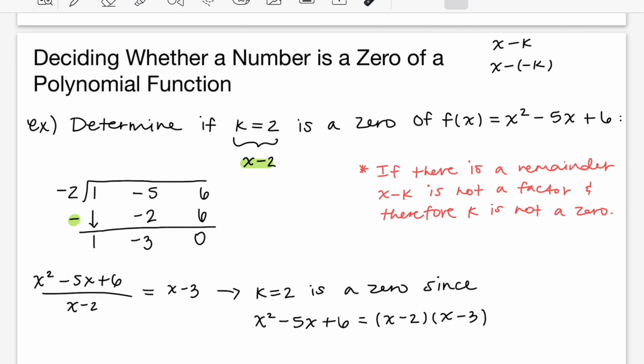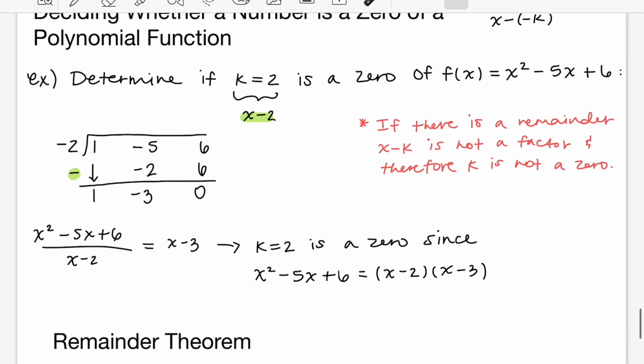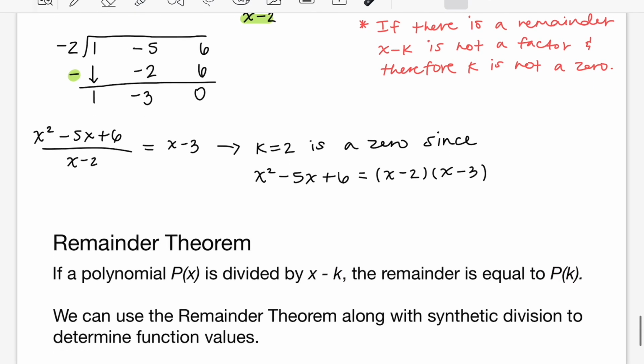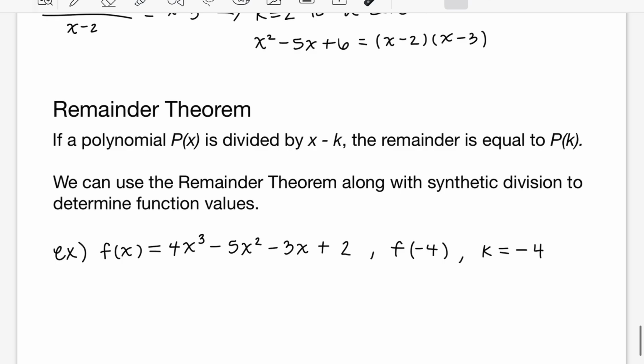Alrighty, and the last thing we'll look at is the remainder theorem here. So, if a polynomial is divided by this binomial here, the remainder is going to be equal to our polynomial function evaluated at this k value. So we can use the remainder theorem along with synthetic division to determine certain function values. So let's look at this example here. We're given this polynomial function, and we want to evaluate it at k is equal to negative 4.